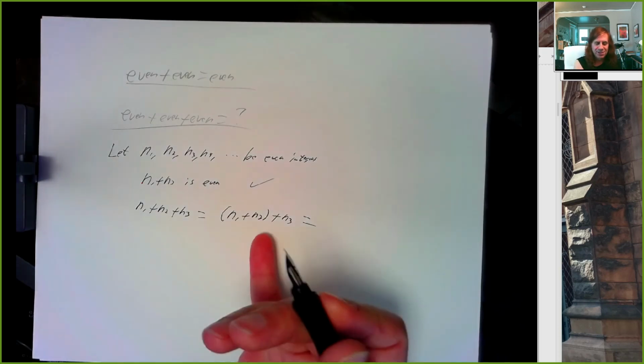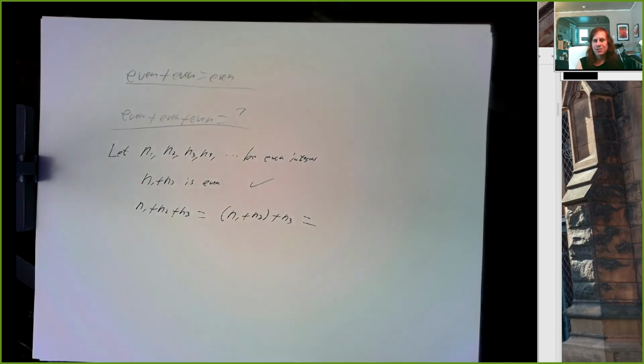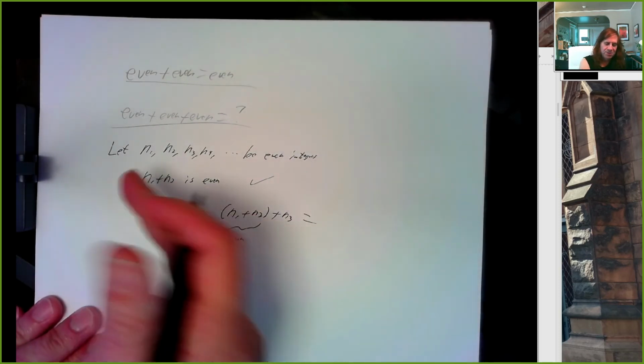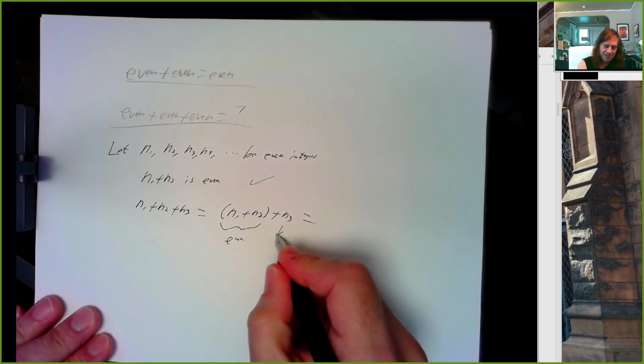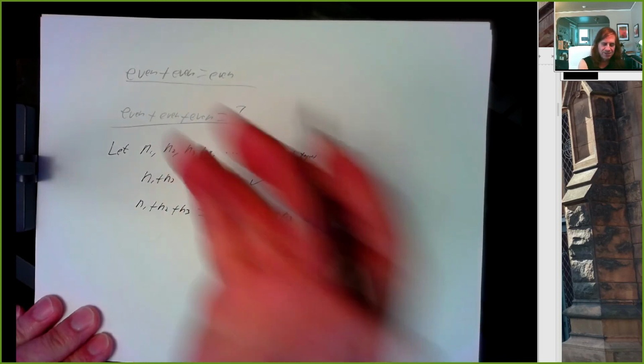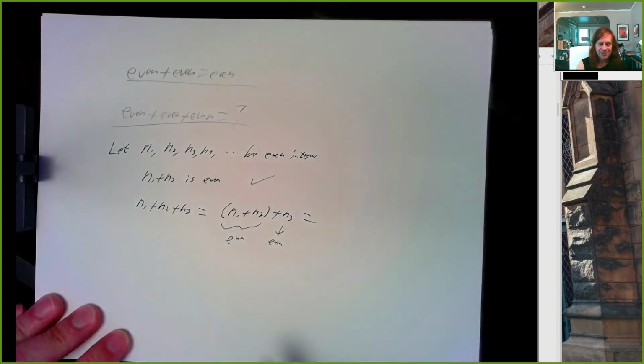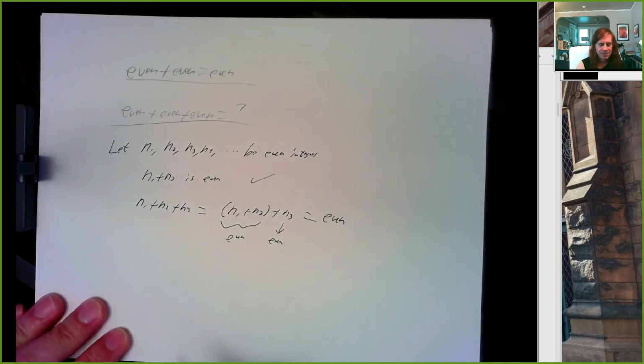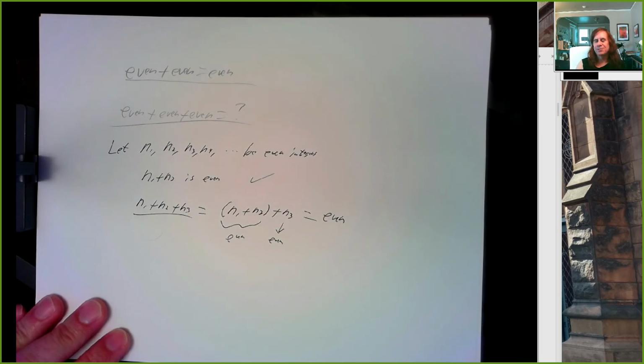this, (n1 plus n2) plus n3, since addition is associative. And this thing we know is even, because we just showed that. And this thing is even, because we were given that in the hypothesis. And we know an even plus an even is even. So we've proven the sum of three things is even.